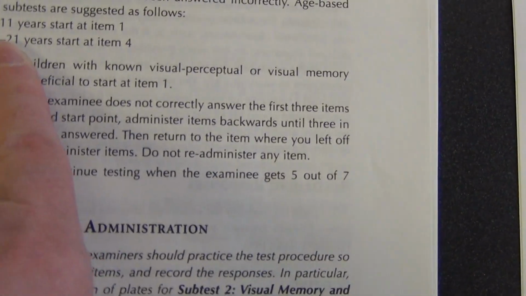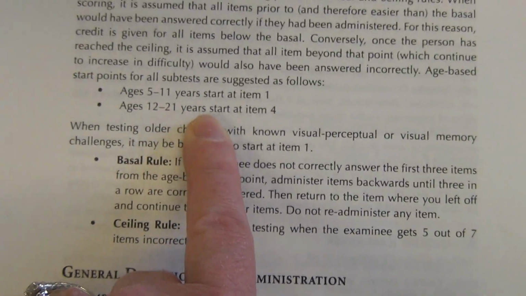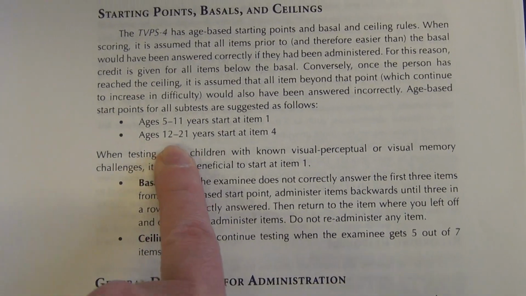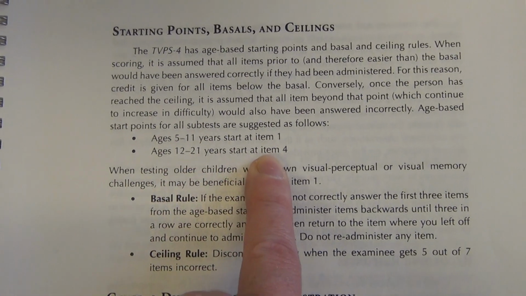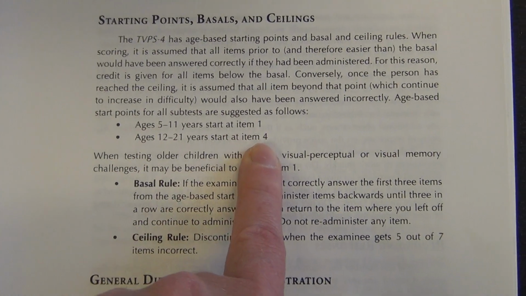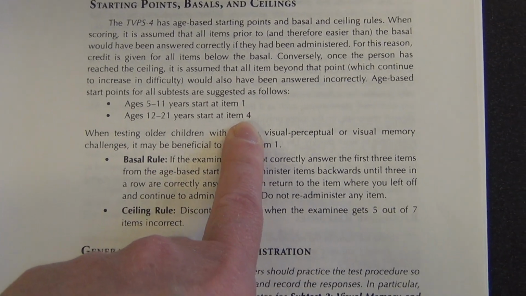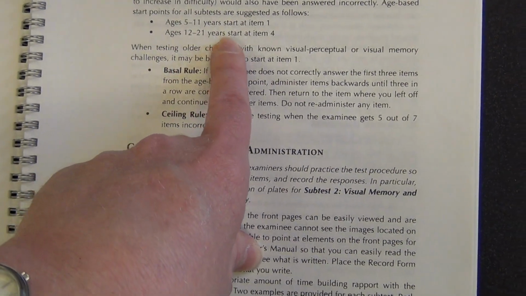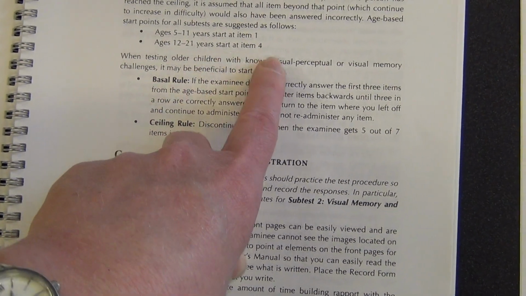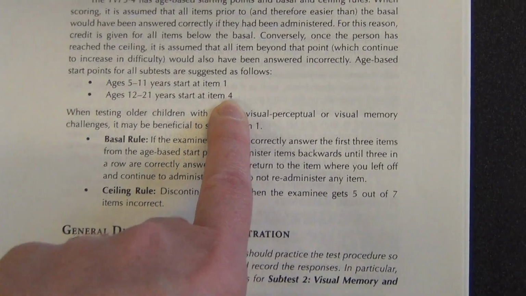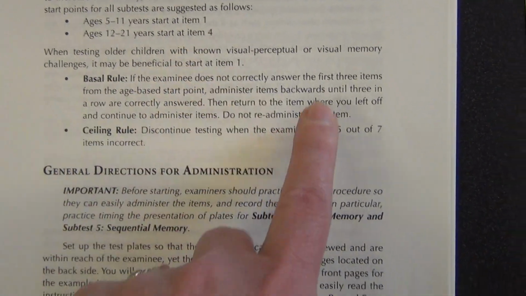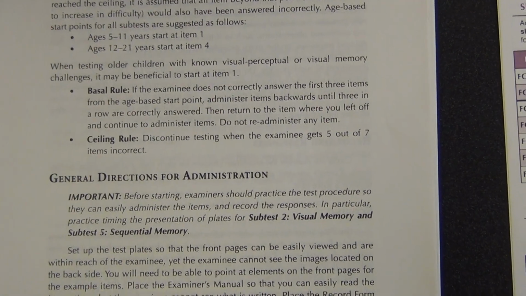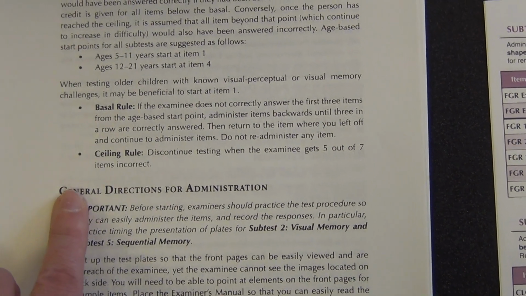For individuals 5 to 11, you're going to start off with testing item 1 after you've done the practice ones. For individuals 12 to 21, you're going to start off at item 4. Now with that, if the individual 12 to 21 years old gets items 4, 5, and 6, the first 3 items, correct, you have them keep going on, and you give them credit for those first 3.